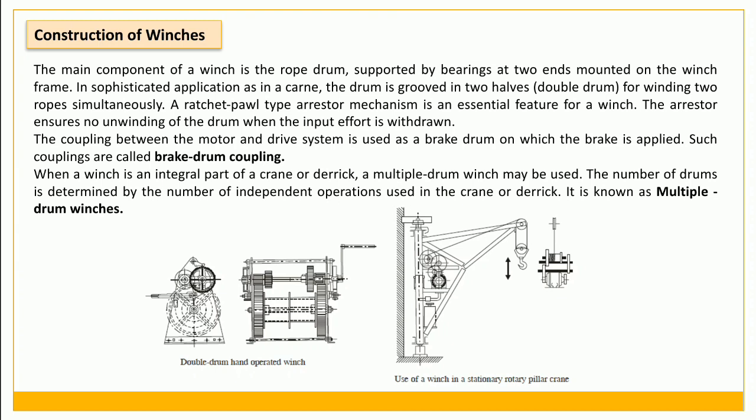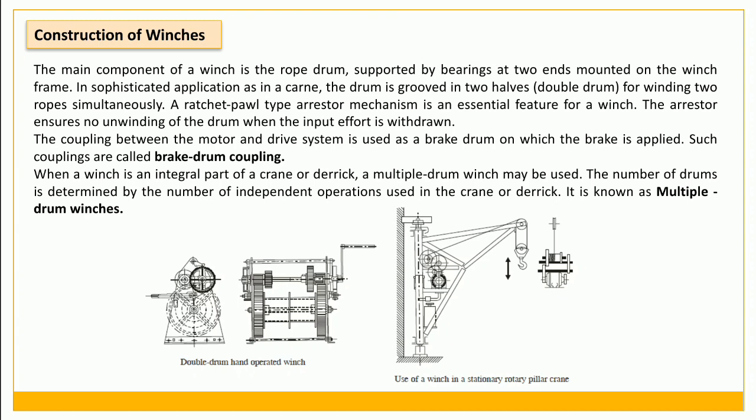In a hand operated winch, the torque is applied by a hand of suitable arm length. A ratchet and pawl type of arrestor mechanism is an essential feature for this type of winch. Now in a power operated winch, a motor of suitable power and torque capacity is connected to the gear train through a coupling. In the electrically driven winch, a magnetic or thruster brake is used in place of the pawl ratchet mechanism for parking as well as controlling the load lowering. The coupling between the motor and the drive system is used as a brake drum on which the brake is applied. This type of coupling is normally known as a brake drum coupling.